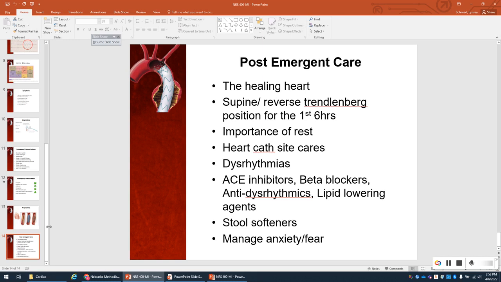Also, these patients may exhibit anxiety or fear after this life-threatening event. So we would implement anti-anxiety interventions, provide them with some SSRIs or benzos as appropriate to help with this. For cardiac meds, table 33.12 is a great reference for you. So take a look at that.